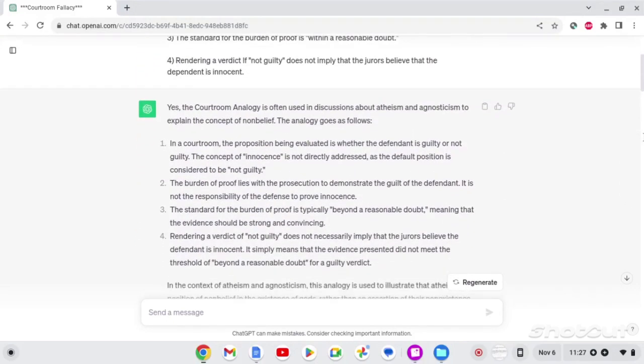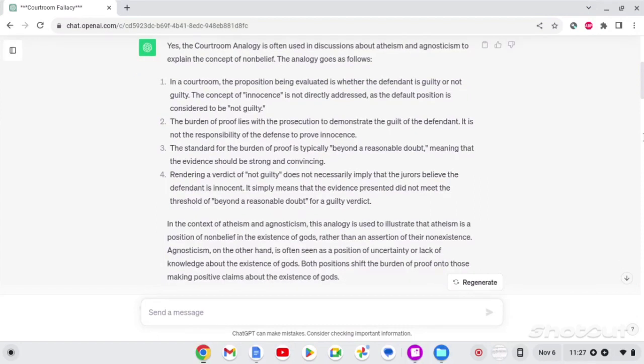The reply is yes. The courtroom analogy is often used in discussions about atheism and agnosticism to explain the concept of non-belief. The analogy goes as follows. 1. In a courtroom, the proposition being evaluated is whether the defendant is guilty or not guilty. The concept of innocence is not directly addressed, as the default position is considered to be not guilty. 2. The burden of proof lies with the prosecution to demonstrate the guilt of the defendant. It is not the responsibility of the defense to prove innocence. 3. The standard for the burden of proof is typically beyond a reasonable doubt, meaning that the evidence should be strong and convincing. 4. Rendering a verdict of not guilty does not necessarily imply that the jurors believe the defendant is innocent. It simply means that the evidence presented did not meet the threshold of beyond a reasonable doubt for a guilty verdict.